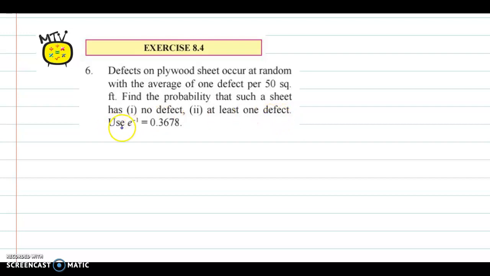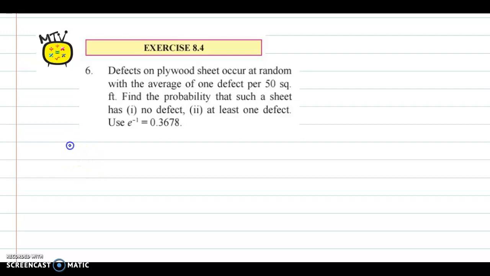Right, and we have been given that e raised to minus 1 is equal to 0.3678. Now we know that number of defects could be infinite, right? So this is an example of Poisson's distribution. So number of defects can vary from 0, 1, 2, 3 up to infinity. So this is an example related to Poisson's distribution.